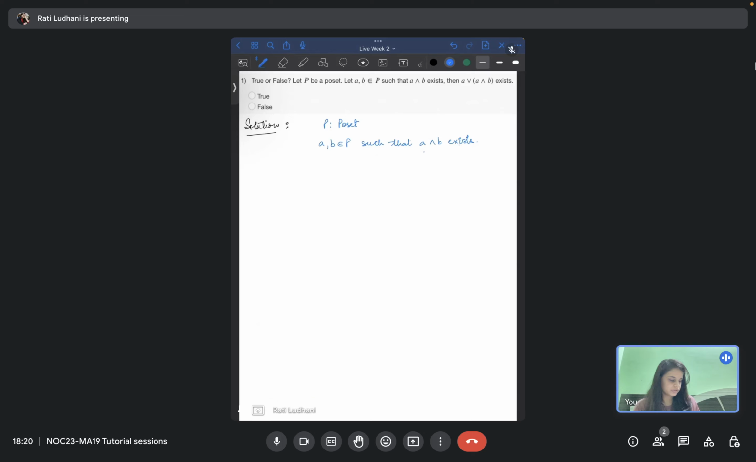So to recall, what is A meet B? A meet B is the greatest element of the set, or you can say subposet, of T belonging to P such that T is less than or equal to A and T is less than or equal to B. So we are just looking for kind of a GCD thing, like in numbers, that is GCD.